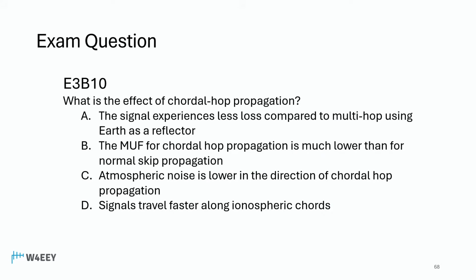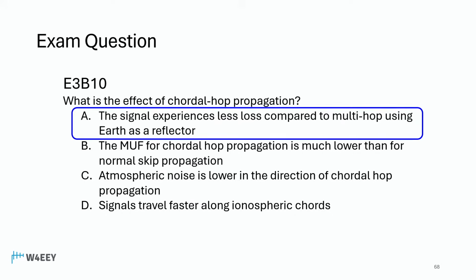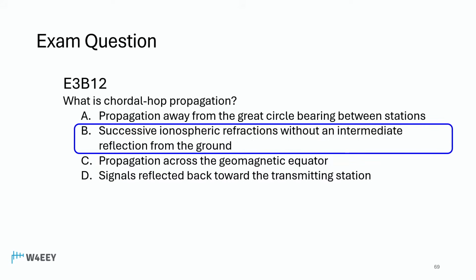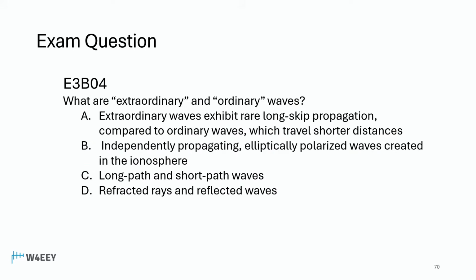What is the effect of chordal hop propagation? Alpha, the signal experiences less loss compared to multi-hop using Earth as a reflector. What is chordal hop propagation? Bravo, successive ionospheric refractions without an intermediate reflection from the ground. The signal gets stuck up there in one of the ionization layers.